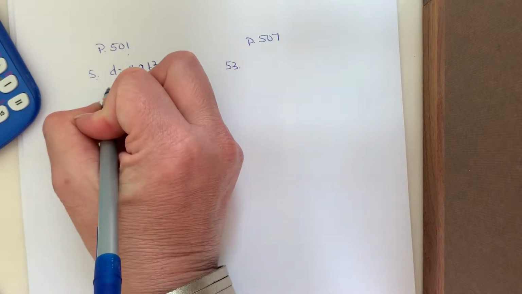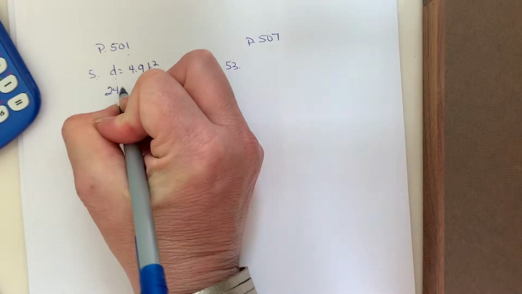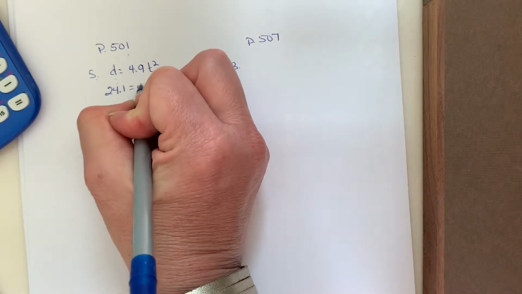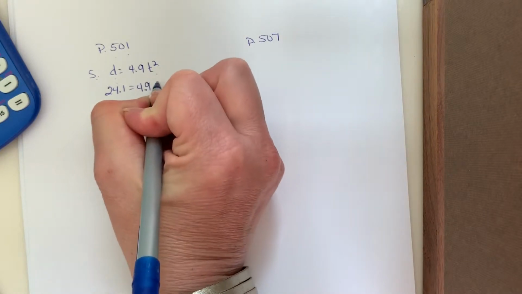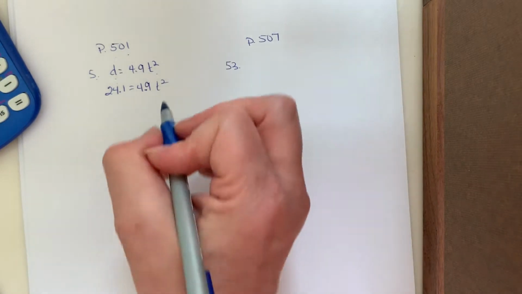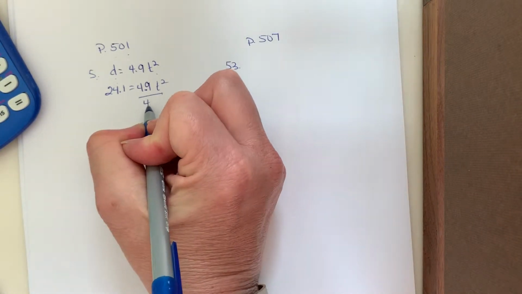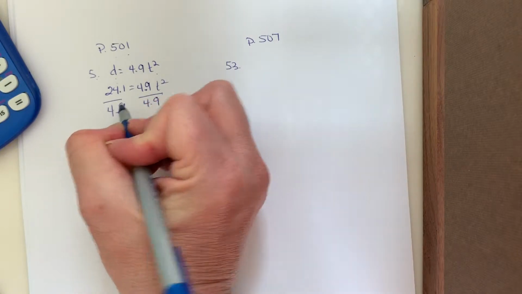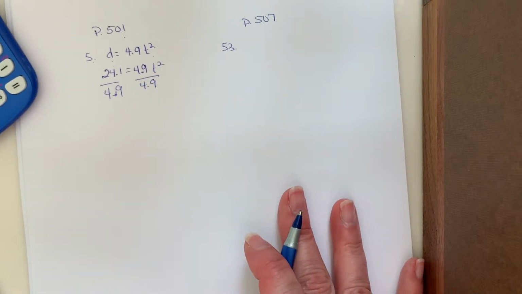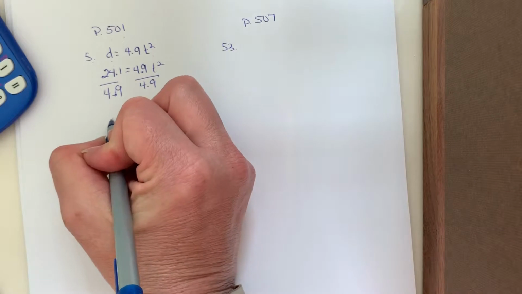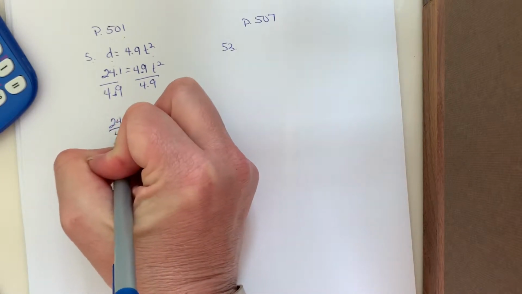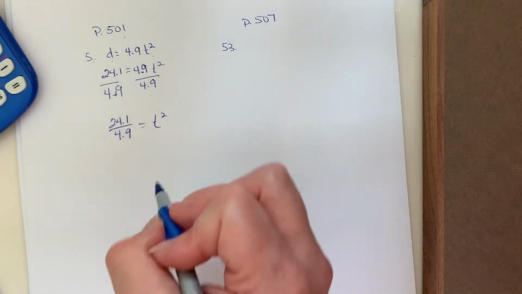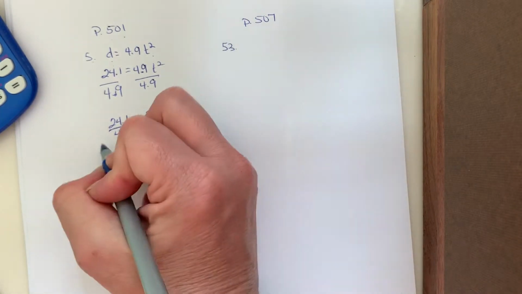Okay, so they told us that it was being dropped from a tower that's 24.1 meters. So we fill that in for D, and we set that equal to 4.9 t squared. To solve for t, we're going to have to divide both sides by 4.9. And I wanted to show you kind of a little shortcut here. We're going to have 24.1 divided by 4.9 equals t squared, right? And so we can just take the square root of both sides.